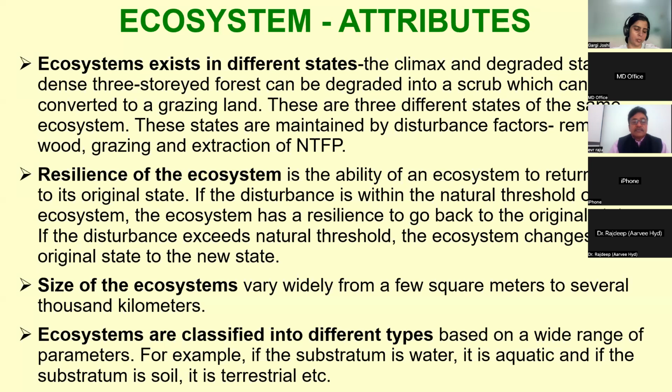The grazing land ecosystem, of course, is a useful ecosystem. But sometimes even that gets degraded, and in the long run it may turn into a desert or a highly degraded ecosystem. These states are maintained by disturbance factors, removal of wood. Whenever a forest, for example the Amazon forest in Brazil, is disturbed, a large amount of wood, grazing and extraction of non-timber forest products are being removed.